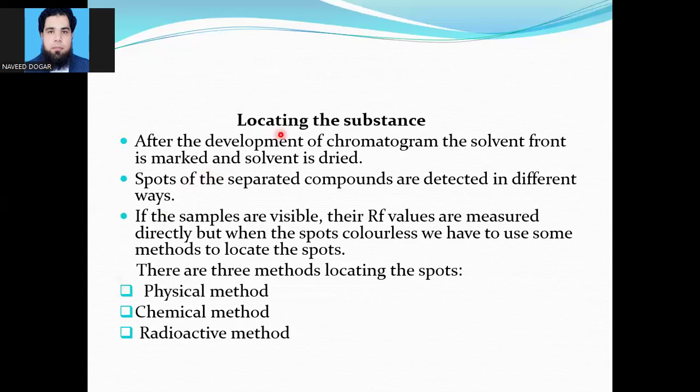After that, you may have to locate the substances. For example, you have developed the chromatogram, but there is no spot, no color on it. It means that the components are colorless. So you have to convert the colorless components into colorful complexes or derivatives, or locate them through other methods as well. For this, we have three methods. If the spots are visible, then we can directly calculate RF values. But if their spots are colorless, we have to use various methods to locate them. These methods can be physical methods, chemical methods, or radioactive methods.